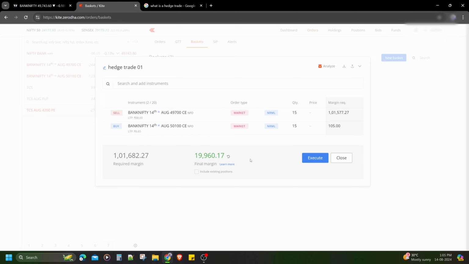It is giving us the margin benefit. So this is how you can execute the hedge trade, in order to reduce the required capital to sell an option and to contain the losses. Now we will see how the hedge trade will be helpful for us to contain the loss. Now I go and click on the analyze button here.